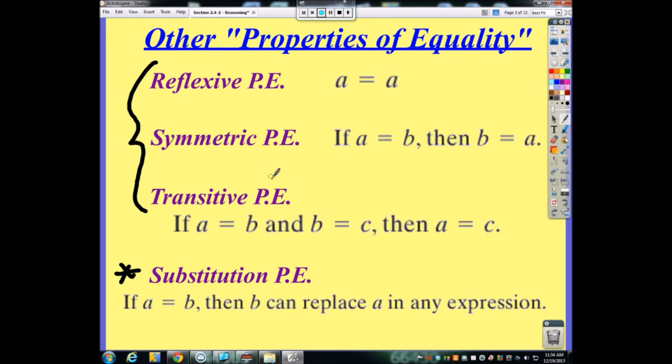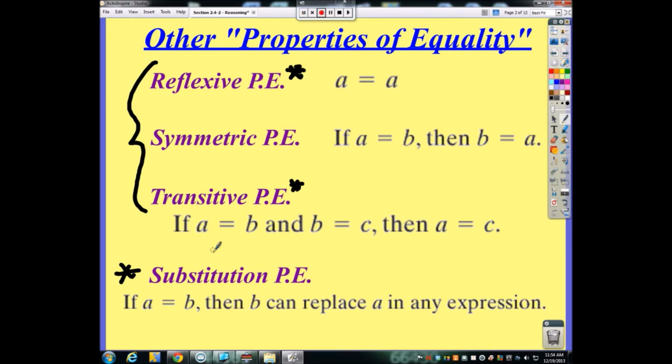The symmetric property of equality is one we really won't use too terribly much throughout the year, but we discuss it here. So it basically says that if a equals b, so if we have two different things here, then technically the second thing is equal to the first thing, okay? And the transitive property of equality, we will use this quite a bit. So again, I would say reflexive and transitive we definitely use a lot.